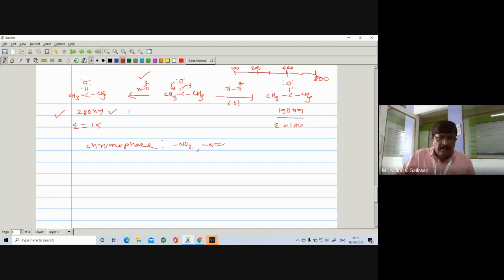Nitro group, the N double bond O, then N double bond N, then the CO group, the carbonyl compound we have just seen, then carbon carbon double bond, then carbon sulfur double bond. So all these are chromophores. Chromo means color, phore means bearing: a color-bearing or color-absorbing compound. So those which have color are called chromophores. Example, this one. Then number two, auxochrome.